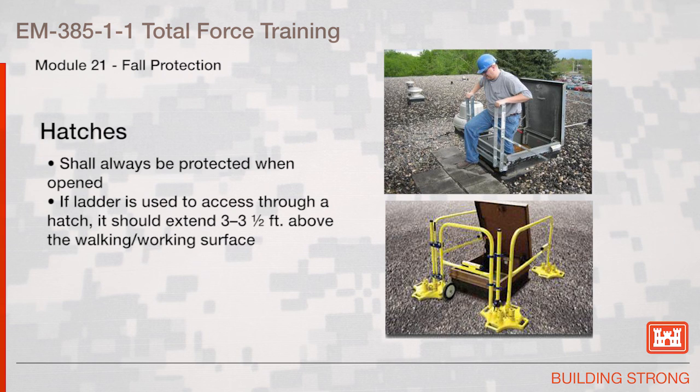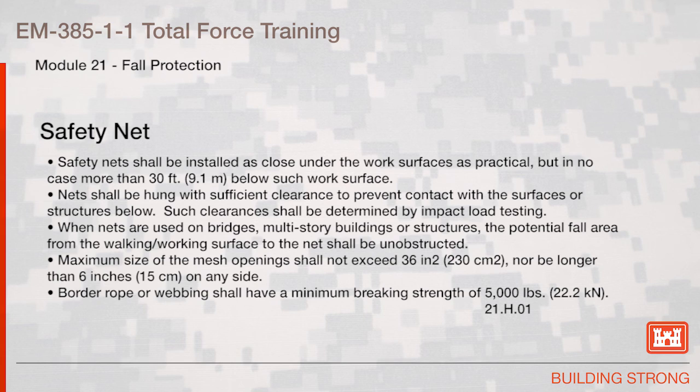Hatches shall always be protected when opened. If a ladder is used to access through a hatch, it should extend 3 to 3.5 feet above the walking working surface. Safety nets. Safety nets shall be installed as close under the work surfaces as practical, but in no case more than 30 feet below such work surface.